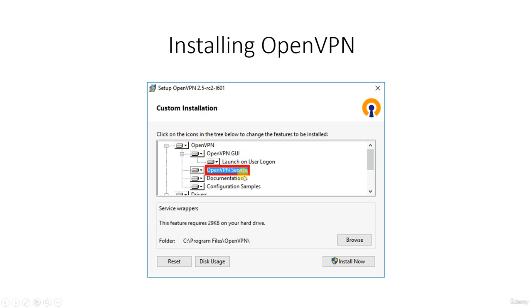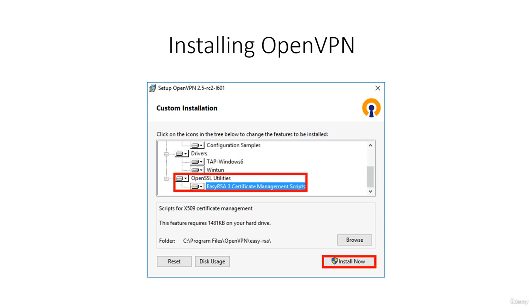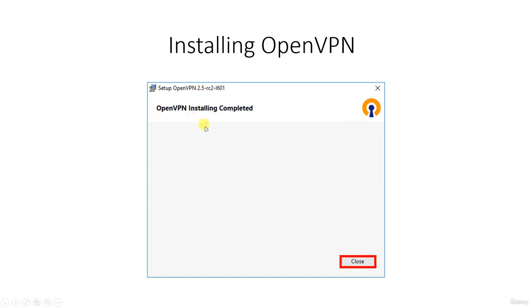Then we install a utility called EasyRSA 3 certificate management script. Simply click this, then click install, because we need EasyRSA 3 in order to be able to create a server and client certificate. This is a must, otherwise it won't work for server and client certificates. Once the OpenVPN install is done, simply click close.